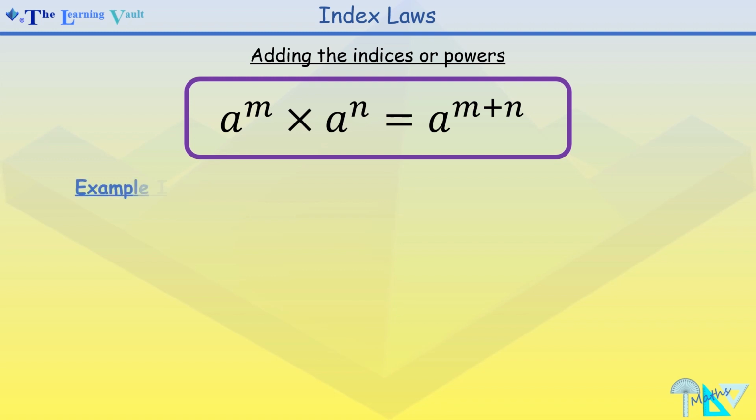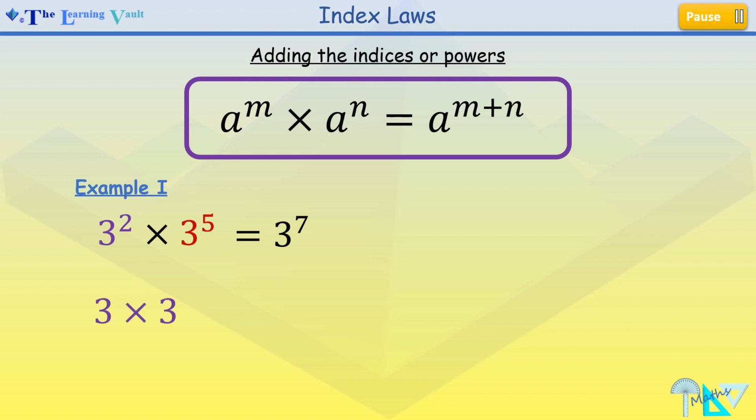Example 1. You may pause and have a go. Now we've got 3 to the power of 2 times 3 to the power of 5. Based on the index law we have above, this gives us 3 to the power of 7.